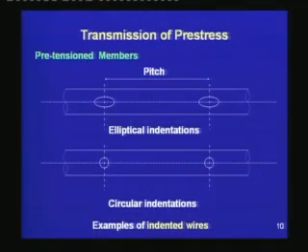Let us now see three examples of the surface deformations. In this sketch, you can observe that the wires have been provided with some indentations. The indentations can be circular or they can be elliptical. The indentations are provided at a certain pitch, and this type of wires are better than the plain wires regarding the mechanical bond.